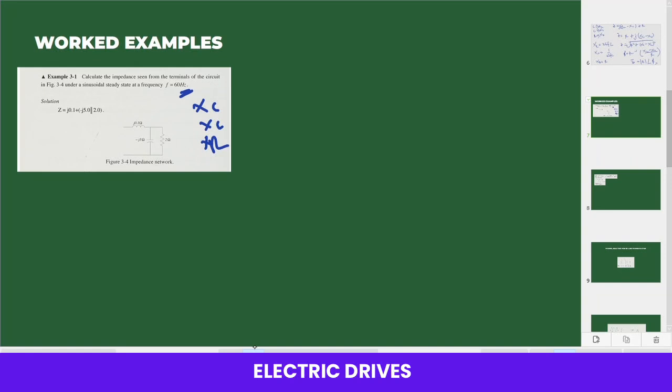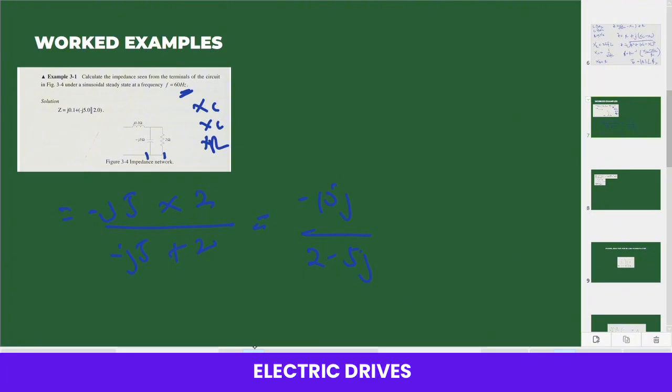This arm and this arm are in parallel. For a parallel connection, reactance behaves like resistance, so it becomes negative J5 times 2 all over negative J5 plus 2. If we resolve this we get negative 10J all over 2 minus 5J.